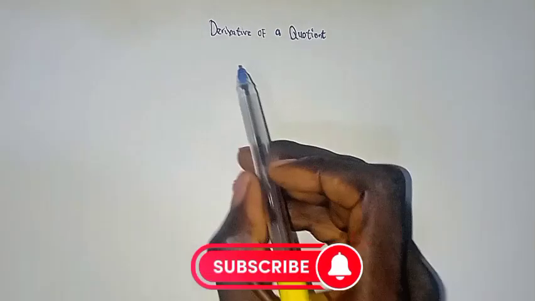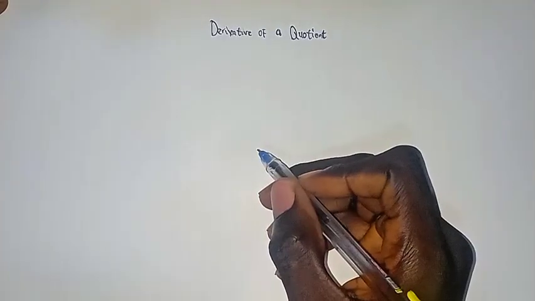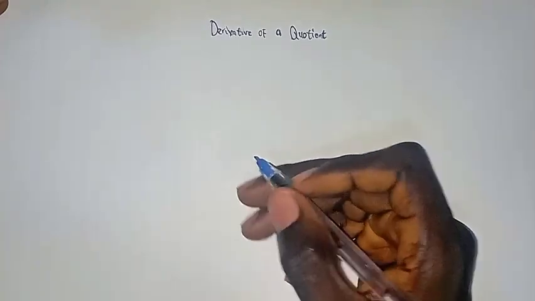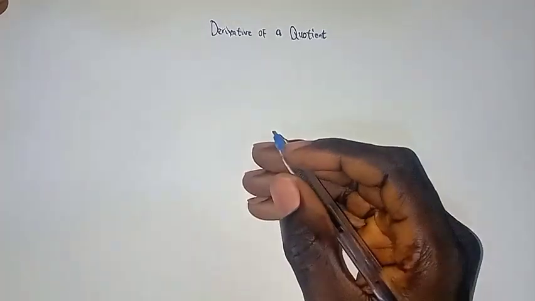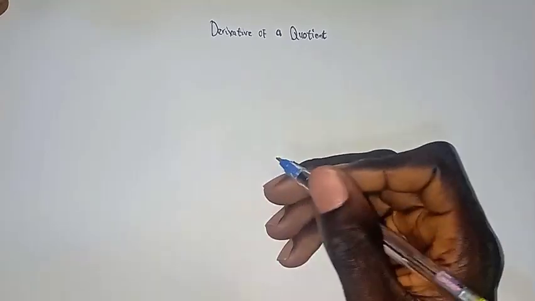So today we'll be looking at the derivative of a quotient. Now the quotient rule or the quotient formula is the formula that is used to find the derivative of a quotient or a fraction of any two functions.